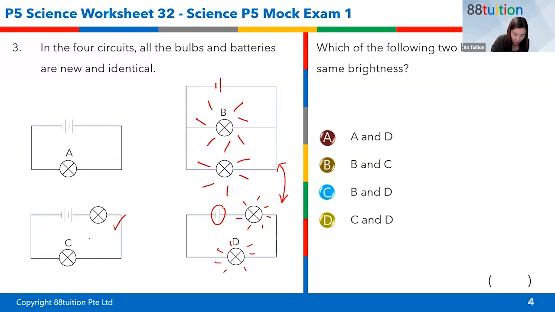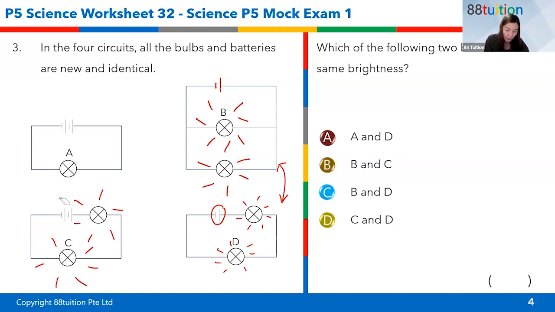So in this particular case, okay, this will have the brightness to be the same as that parallel circuit. Why? Because if you see, there are 2 batteries here, 2 batteries shared by 2 light bulbs. Effectively, it's like 1 battery to 1 light bulb. Agree? That's how the brightness is like.